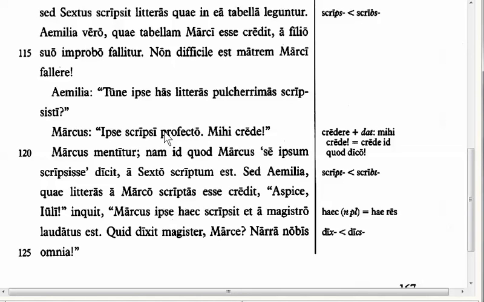Okay, so those are all the new grammar and syntax features for chapter 21.